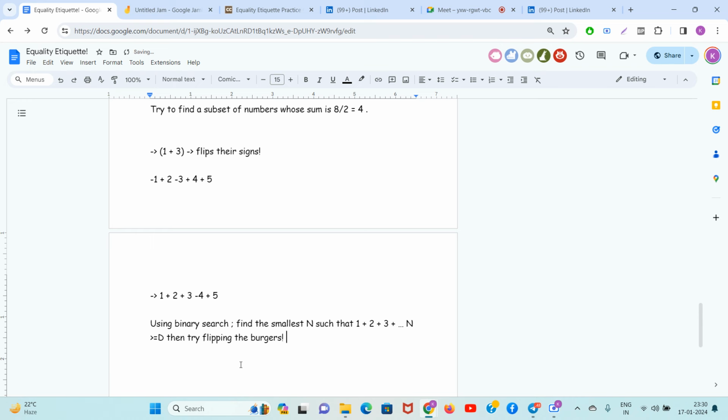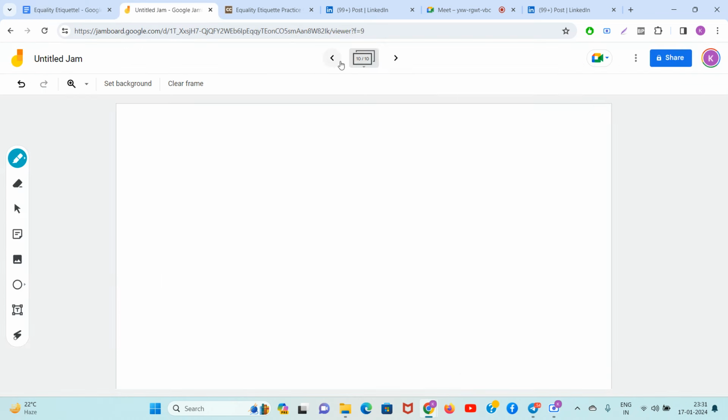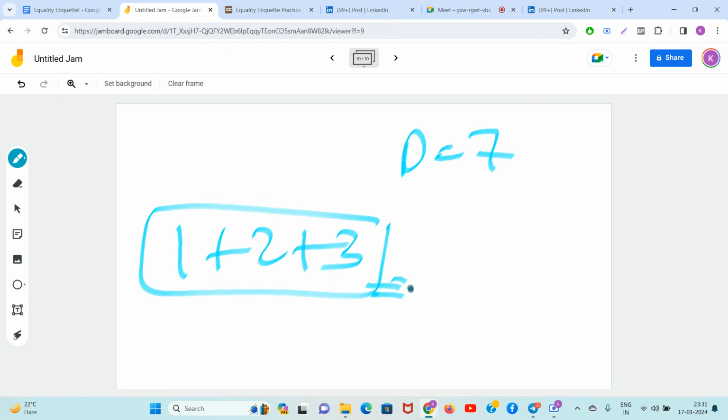Guys, it is common sense that first, for all the positive numbers, try to find the smallest n whose sum is greater than or equal to d. If that is also not greater than or equal to d, then it doesn't matter what kind of flipping you do. For example, let's say d is equal to 7. 1 plus 2 plus 3, what is this, guys? This is 6, right? Now, even if you change the signs, this can only become less than 6. How will it ever become 7?